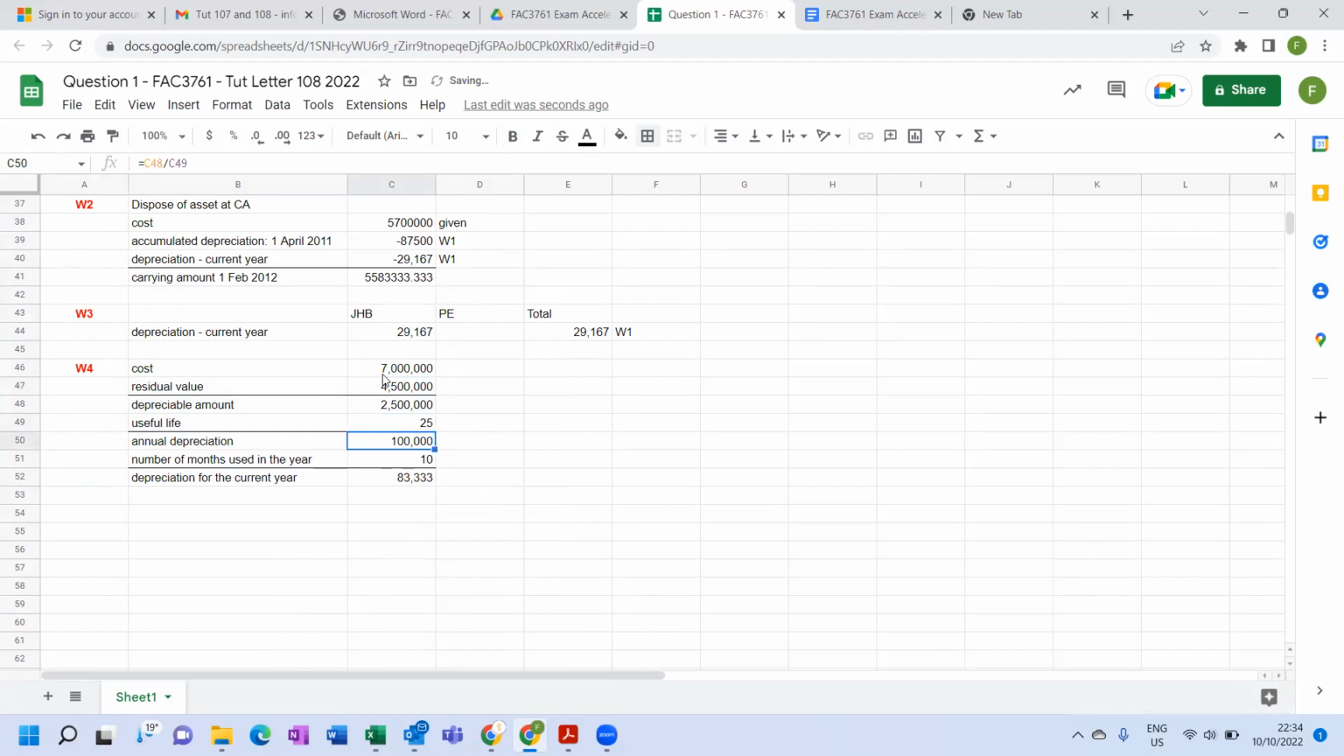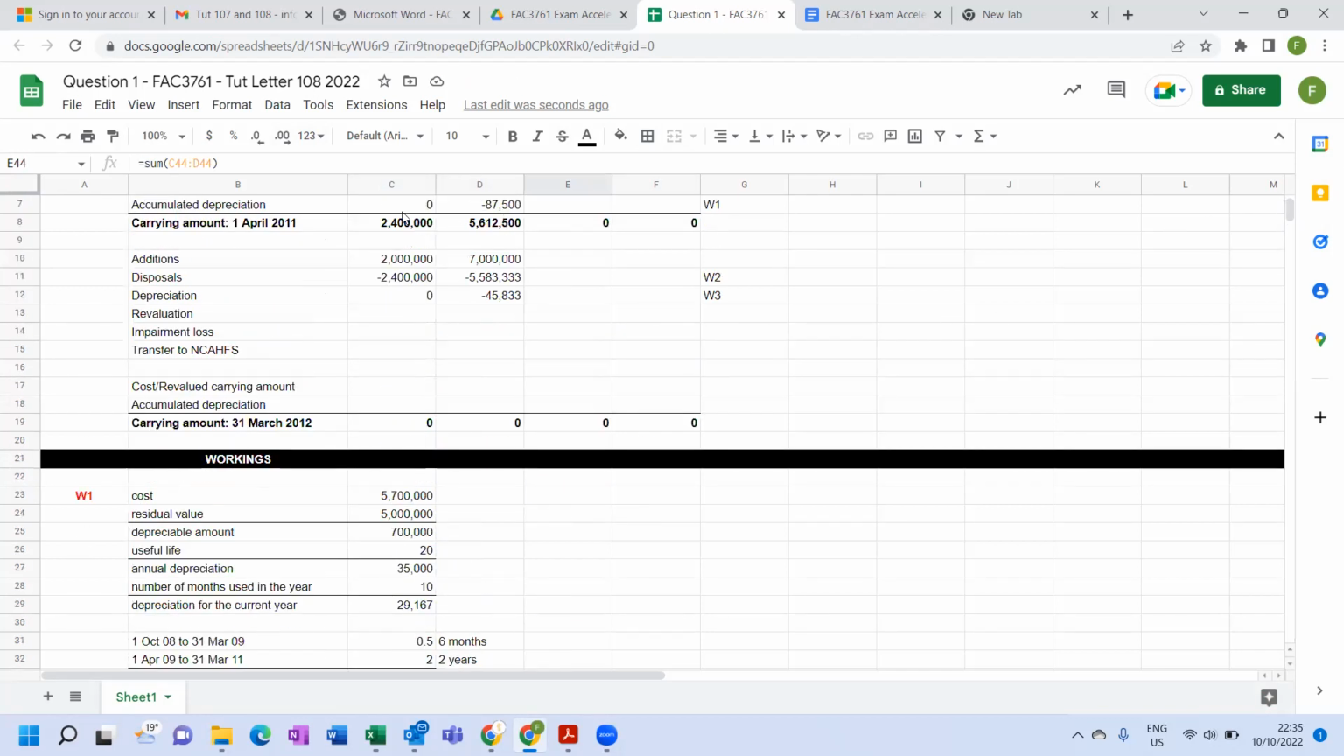Okay, so therefore annual depreciation is 100,000. But the item was ready for use on 1 February. So it was available or ready for use on 1 February. So I can only start depreciating from February. So February, March, only 2 months in the financial year. So therefore it is 16,67. So over here, I will say working 4, and then I'll say equal 16,67. Okay, so my depreciation would be 45,833. So there we go, 45,833 and additions.